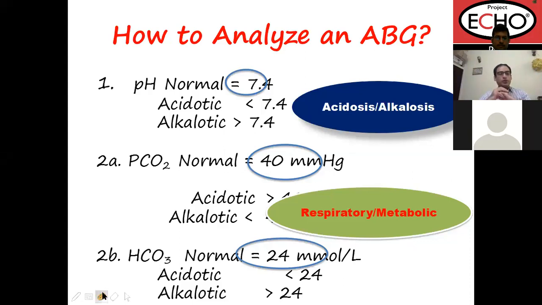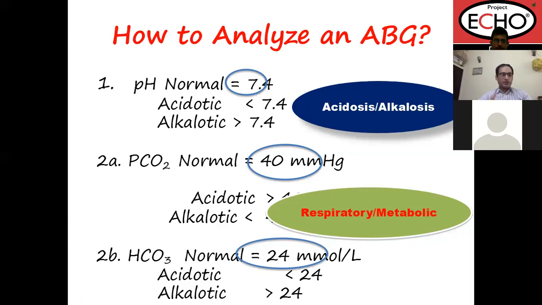We know that CO2 is a volatile acid. If there is an acidosis, CO2 has to be increased. If CO2 is increased and there is acidosis, it is respiratory. If CO2 is normal or less, then move on to bicarb. Bicarb is a base, so if there is acidosis, the base should be decreased. So if there is acidosis and bicarb is decreased, we know that it is metabolic acidosis.